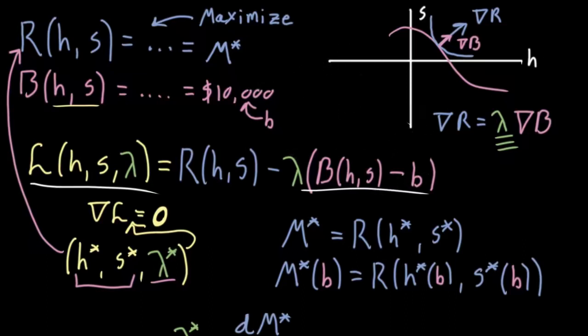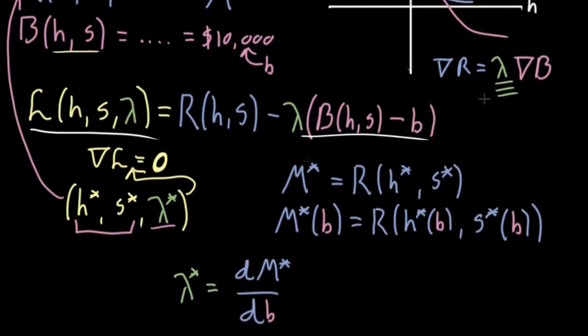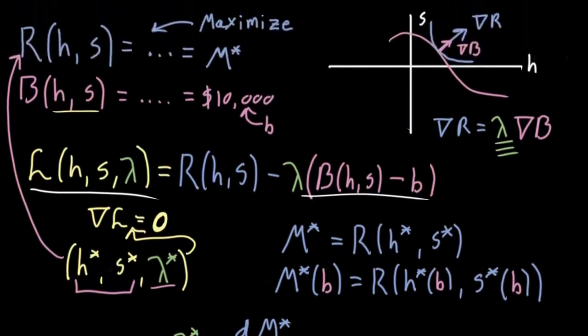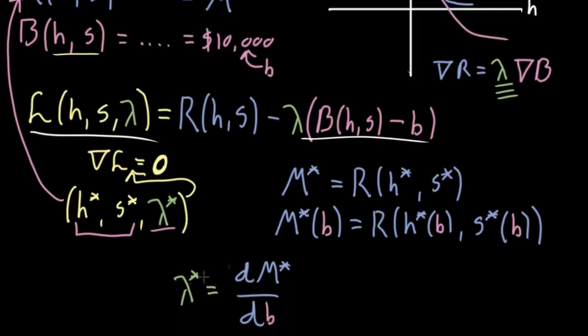And the crazy fact, which I just declared, is that when you set this gradient equal to 0, and you find some solution, and there will be three variables in this solution, h star, s star, and lambda star, that this lambda star is not meaningless. It's not just a proportionality constant between these gradient vectors, but it will actually tell you how much the maximum possible revenue changes as a function of your budget.